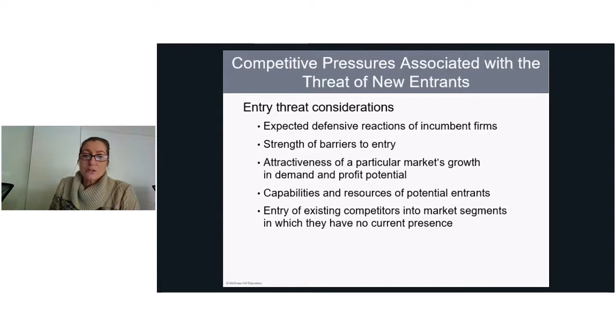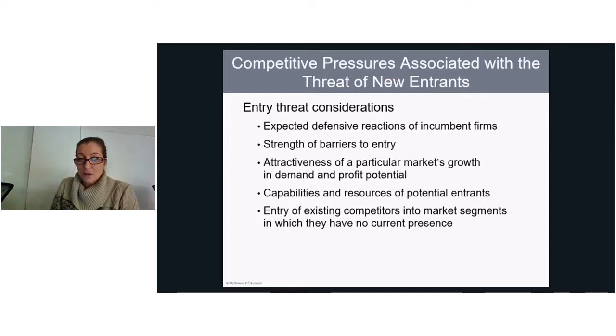Entry threat considerations include expected defensive reactions of current organisations that are in the sector, and the strength of barriers to entry. So if you're looking at starting an airline, for example, it's not actually the aircraft that is the biggest barrier to entry, it's the terminal port placement. To get access, you've got to have the airport give you permission, and many times that may well be political and blocked. The attractiveness of a particular market's growth in terms of demand and potential profit.